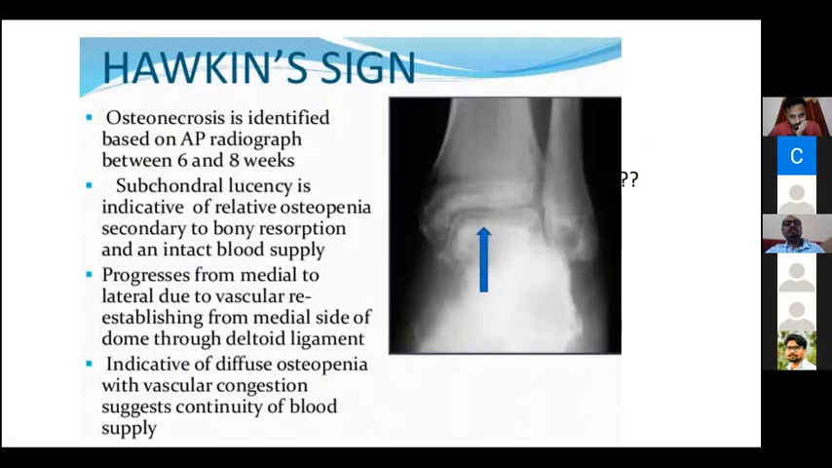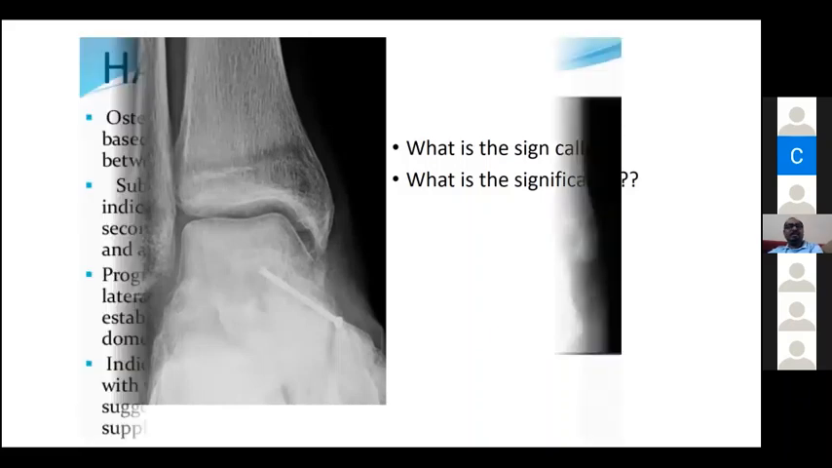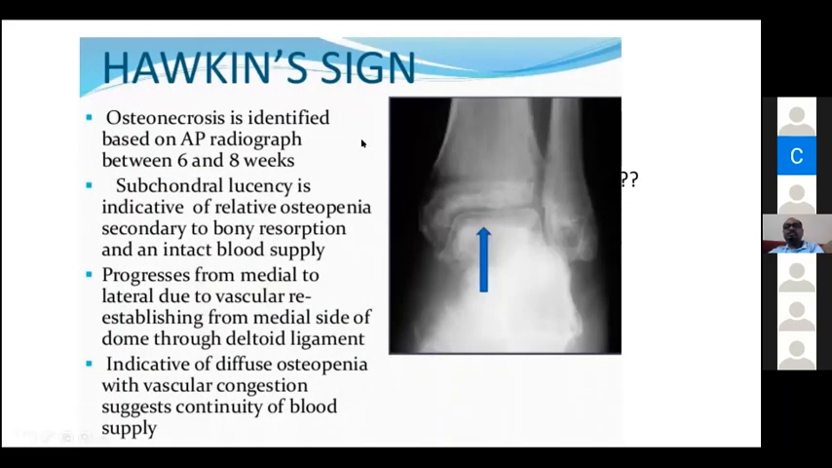So this is the subchondral lucency, relative osteopenia. So is this Hawkins sign good or bad? Good. So that means it shows some kind of revascularization. So the possibility of AVN is always there, but it might occur very late. And it progresses from the medial side towards the lateral side. Why? Because the vascularity comes from the deltoid ligament. So that is why it comes from the medial side to the lateral side.